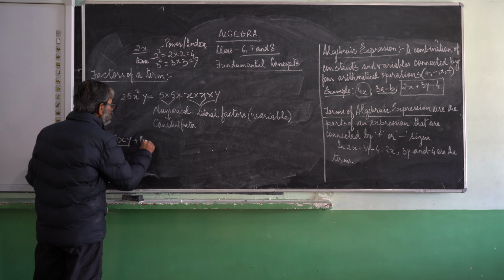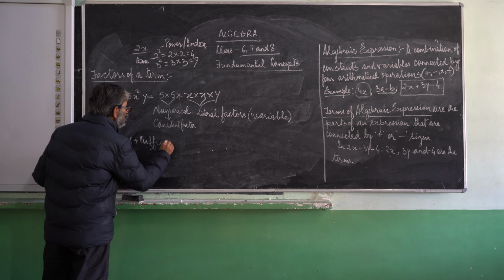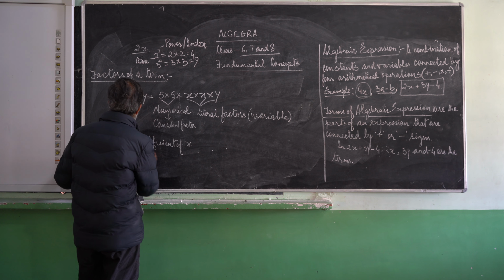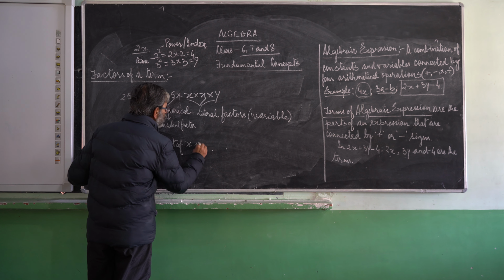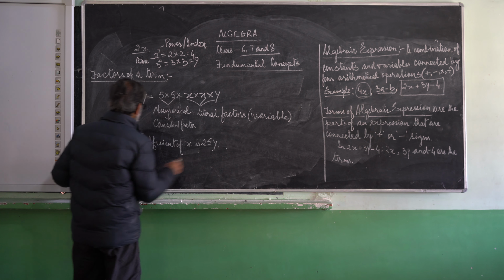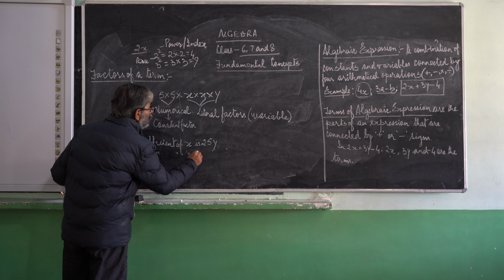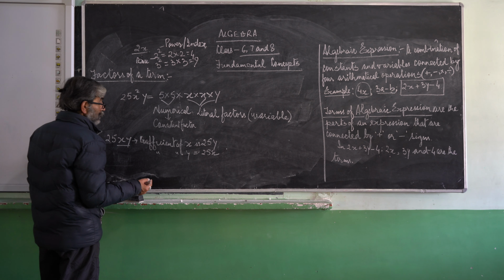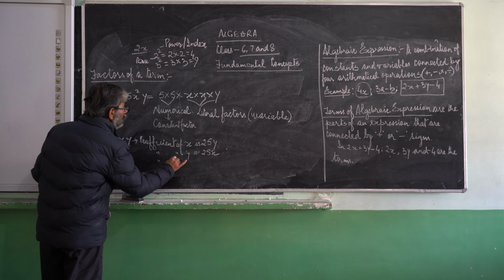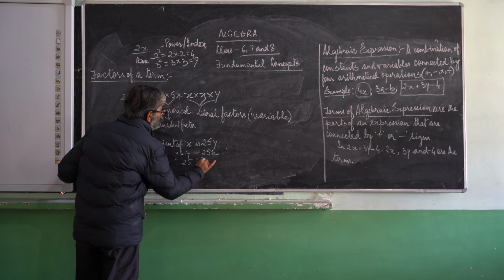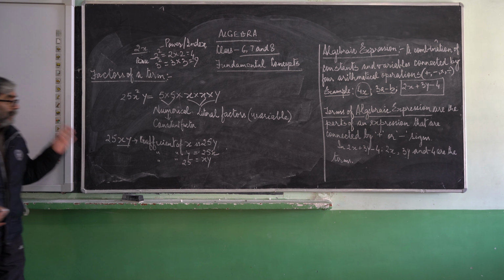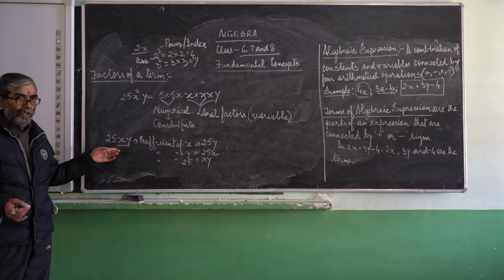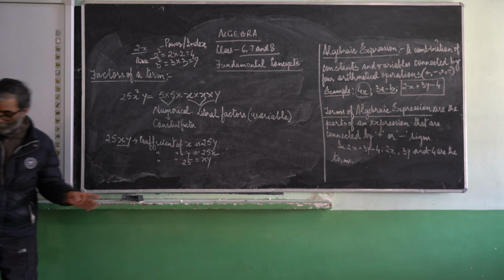Now, in the same example, suppose you are asked to find the coefficient of x. The coefficient of x will be 25y. Coefficient of y is equal to 25x. And coefficient of 25 is equal to xy. This is how to find the numerical coefficients and literal coefficient. Okay? And the literal coefficient of 25xy is xy.